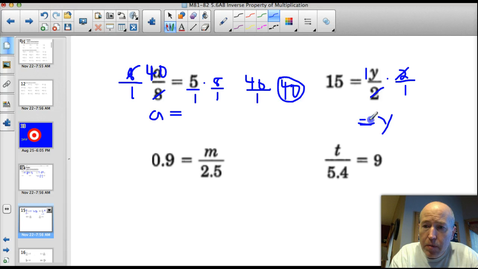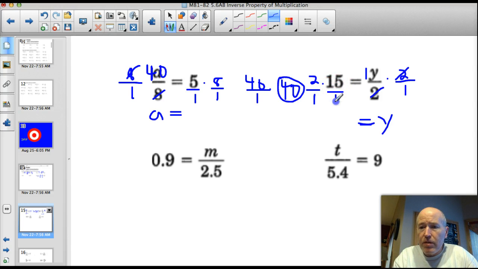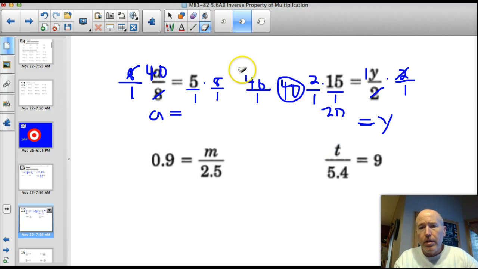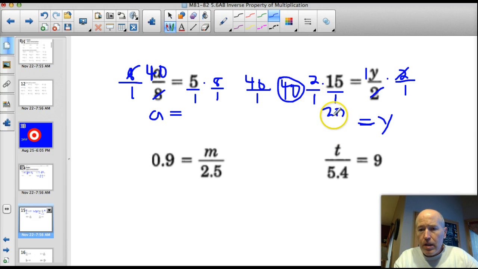So that equals 15. But I multiplied this by 2 over 1, so I have to multiply this side by 2 over 1 as well. Now keep in mind that 15 or any number is just the same as 15 over 1. So now I have 2 times 15 on this side, which is going to give me 30 over 1. Well, I know that 30 over 1 is just plain old 30. So you can see that I've gotten my answer down to y equals 30, or 30 equals y.